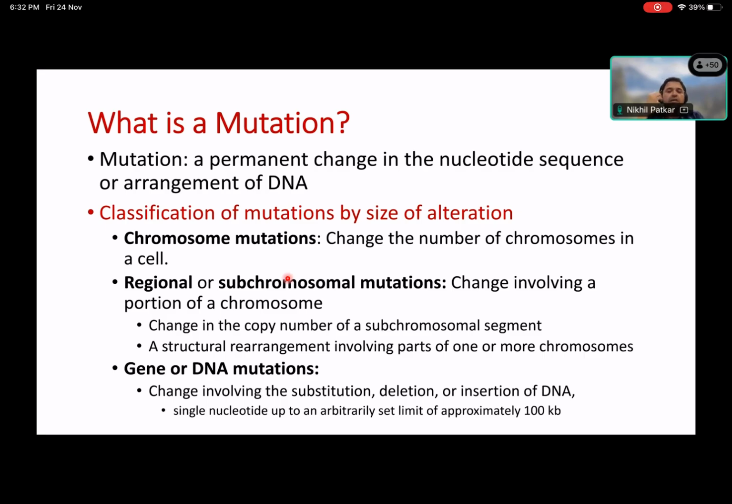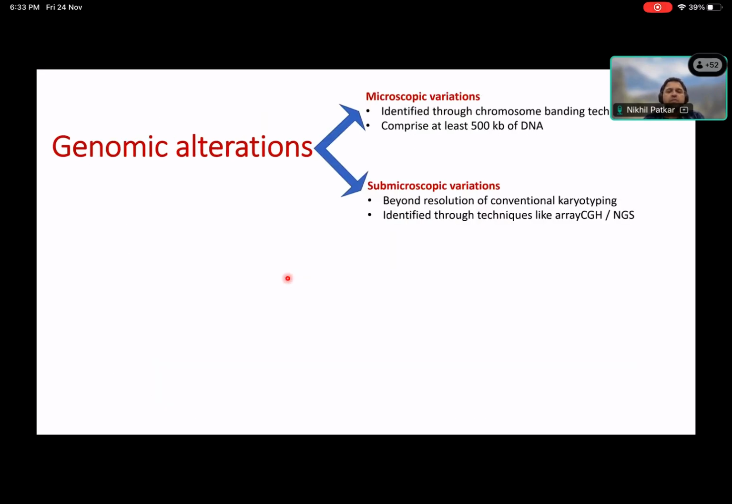Chromosome mutations can occur at a gross chromosomal level, where the number of chromosomes has changed. You can have regional or subchromosomal mutations, for example, a large deletion or a duplication. You can have gene level or DNA mutations, which are substitutions, insertions, or deletions of DNA, arbitrarily set to a limit of 100 kb. Genomic alterations can be classified as microscopic, which are identified through chromosome banding techniques and account for at least 500 kb of DNA, because they have to be seen through a microscope. Then you have submicroscopic variations, which are identified through more sensitive techniques like array CGH or NGS.